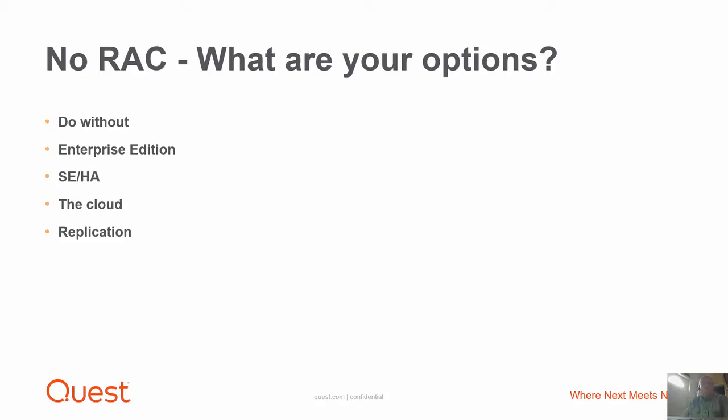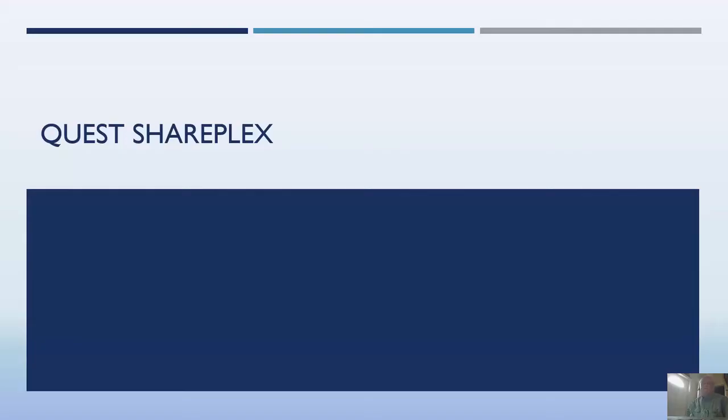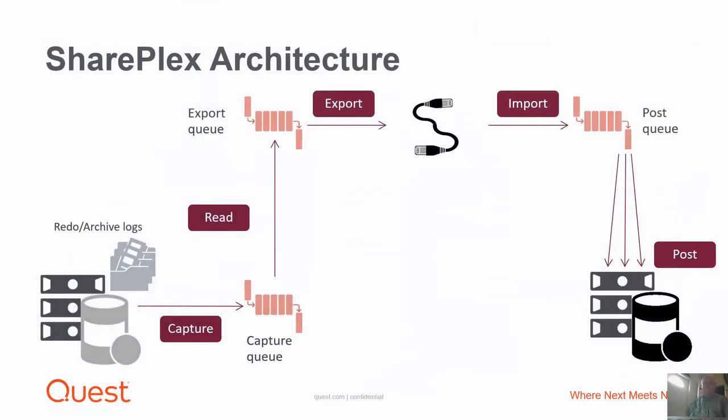You can move to the cloud. You can go to Oracle Cloud Infrastructure and use their DR and backup capabilities, or you can go to Amazon or any one of the other cloud vendors. But there's another alternative, and that alternative is replication, specifically Quest SharePlex. Let's talk about how Quest SharePlex can help you overcome the loss of RAC in your Oracle 19c environment.